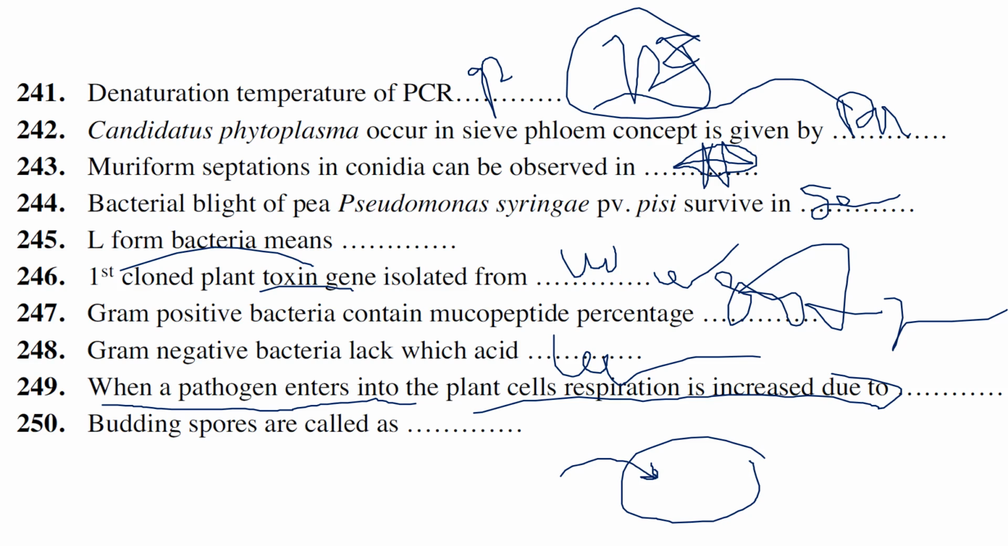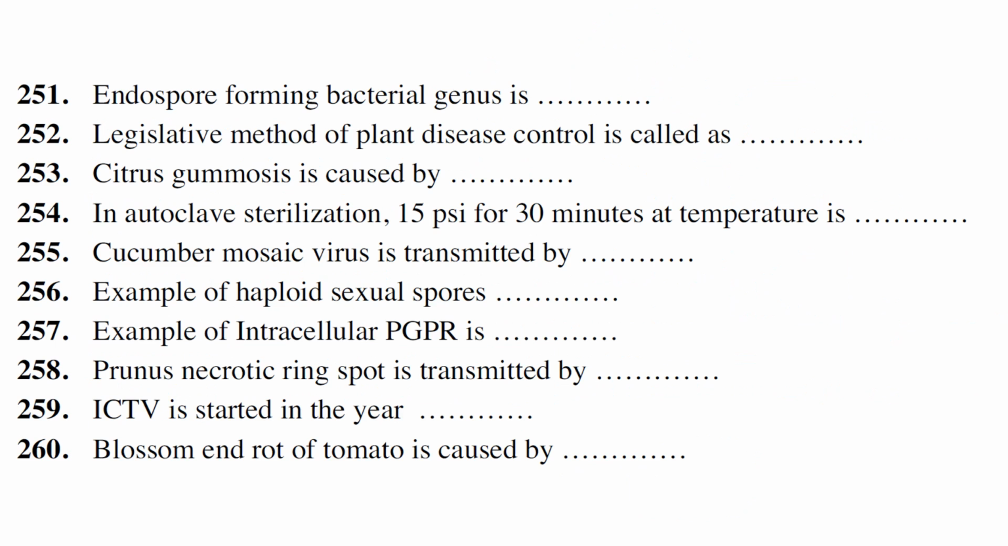Budding spores are generally known as blastospores. Blastospores are known as budding spores. Endospore forming bacterial genera: there are two important genera which form endospores, Bacillus and Clostridium.